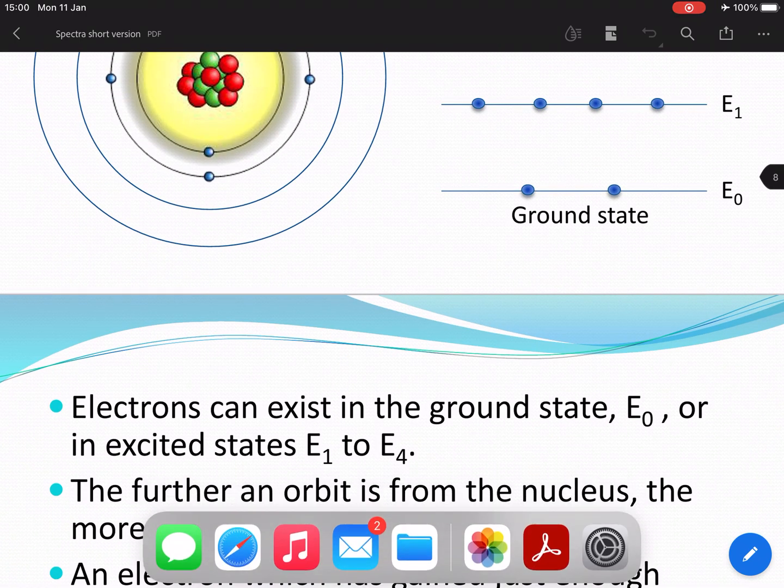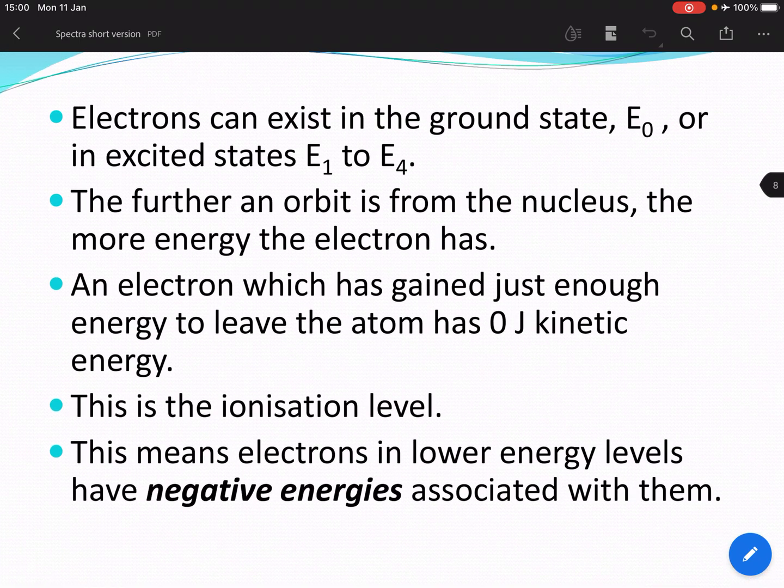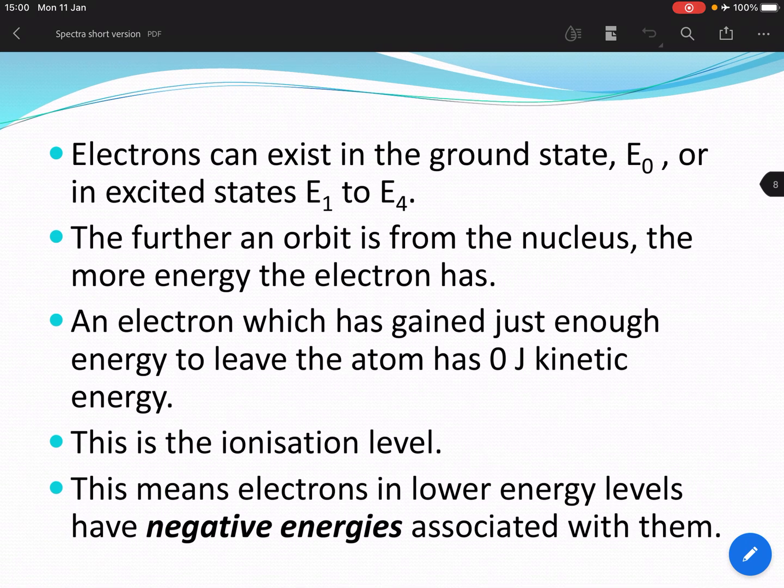So the electrons can exist, as we just said, in any of those levels. The further away from the nucleus it is, the more energy the electron's got. And one that's gained just enough energy to leave at that point has got 0 joules of kinetic energy. That's the ionization level. What that then means is that when you're looking at how much energy they have got in the energy levels, they've actually got negative energy associated with them.